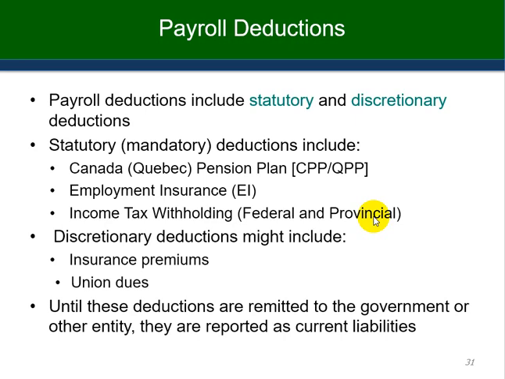But the fact that you have to remit these obligations to the government in the future means that you have a current liability for them. There may be other discretionary deductions, such as health insurance or union dues that you have to collect and then remit to the other, either the insurance company or the union, as the case may be. Those also would result in a current liability to remit them to the other entity as well.